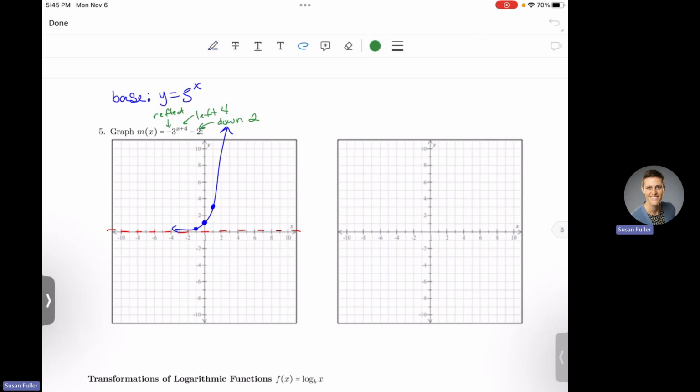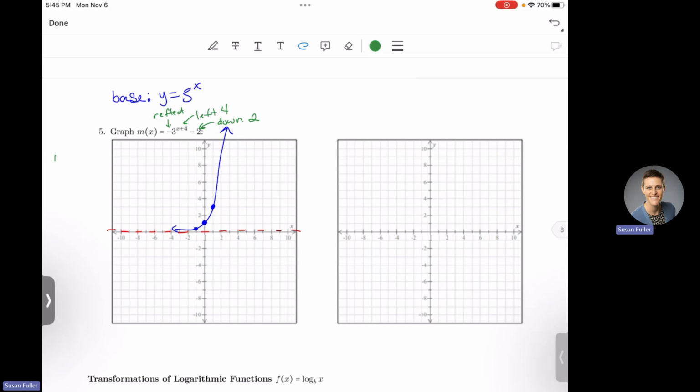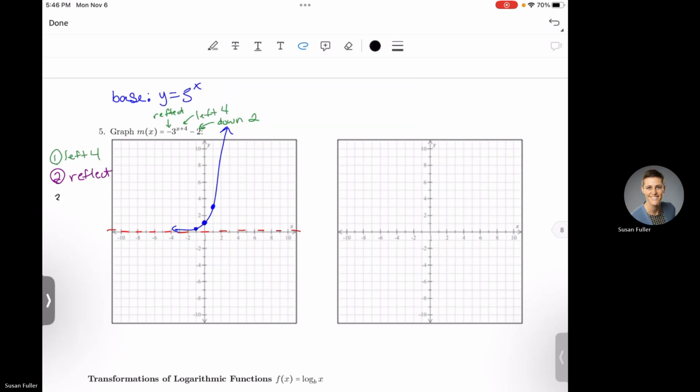So now which order will we do all of this in? I'm going to pick a couple of colors here to try to keep track of all of this. The first thing that we're going to do is slide left and right. So we're going to have to go left 4, the first thing that we'll do. And then after we go to the left 4 units, the second thing that we'll do is do any reflections that we have. And in this case, we will need to reflect up and down over the x-axis. And the last thing that we'll do is move this down 2 units. And when we move the whole thing down, the horizontal asymptote will move with it.